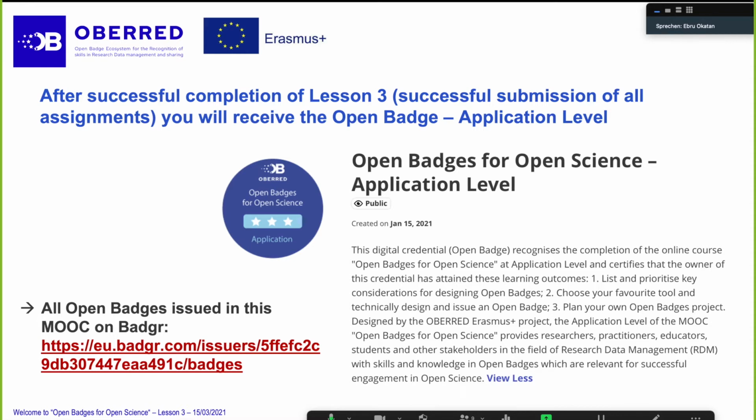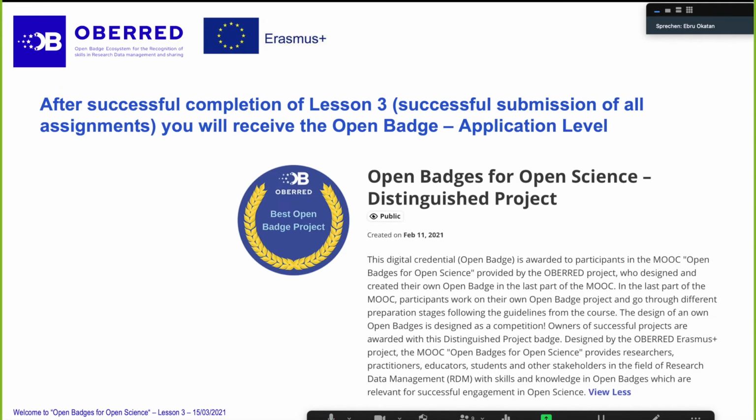This one is for the application level, and you can earn 2 badges. So in this last unit, this is a competition, and we thought about awarding a special badge to the best open badge project. That means there could be 2 good projects or 3 best projects.